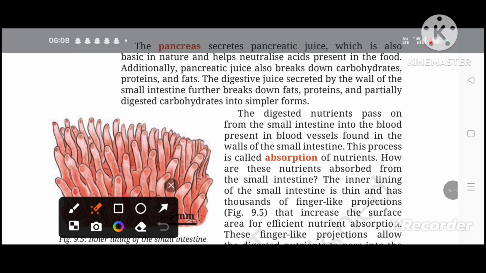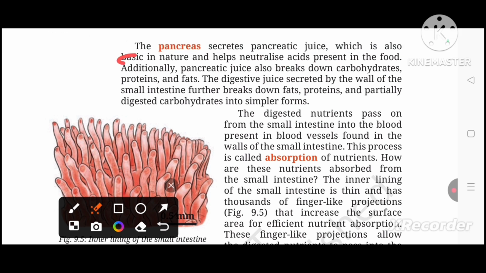The pancreas secretes pancreatic juice, which is basic in nature and helps neutralize the acid present in the food. Additionally, pancreatic juice also breaks down carbohydrates, proteins, and fats. The digestive juice secreted by the walls of the small intestine further breaks down fats, proteins, and partially digested carbohydrates into simpler forms. The digested nutrients pass from the small intestine into the blood present in the blood vessels found in the walls of the small intestine.